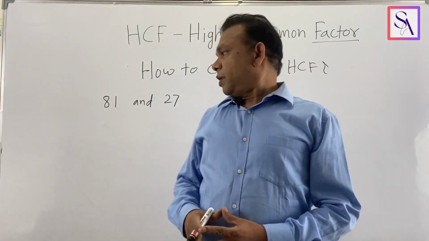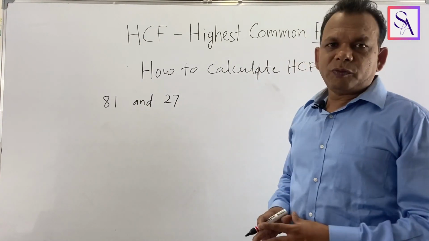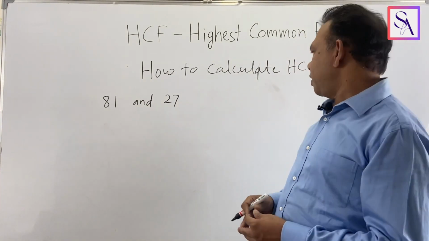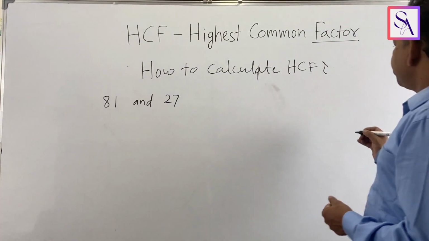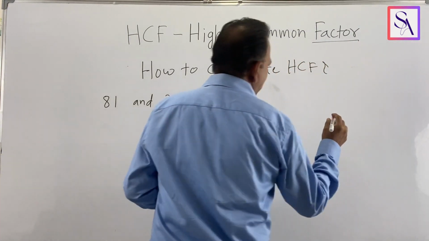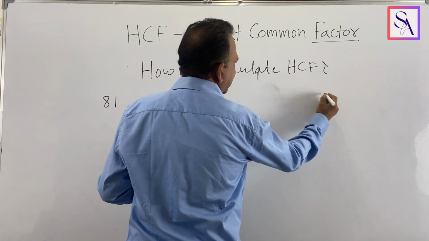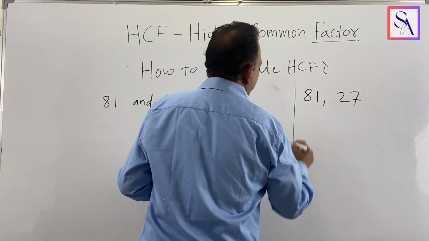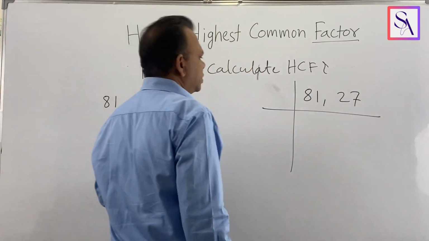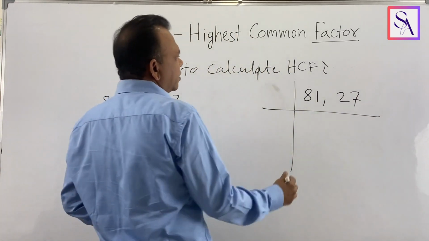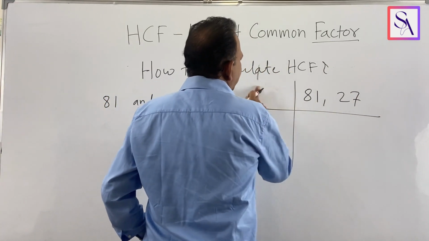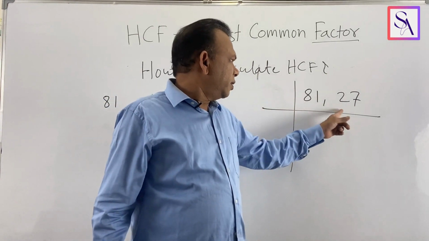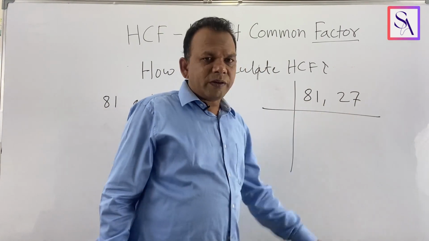Take another example, 81 and 27. We need to find the HCF of 81 and 27. So what is our method? We need to write 81 here and 27 here, and then draw these two lines. Then you need to find a number which can divide both the numbers 81 and 27.